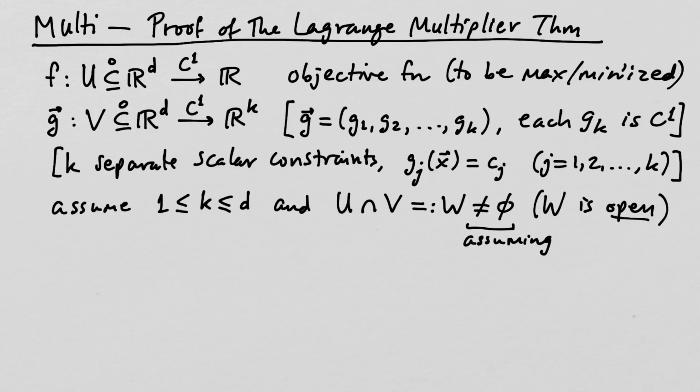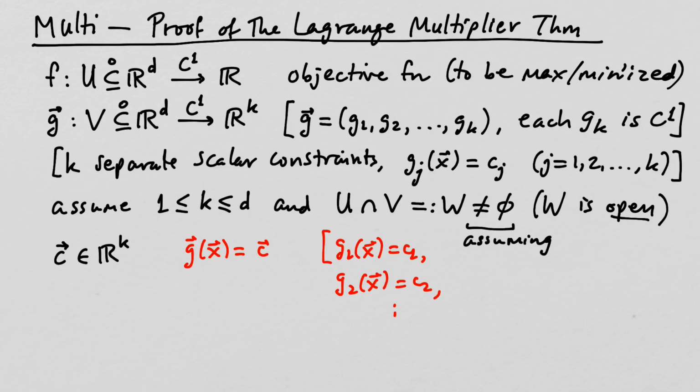Okay, now we're going to also choose a value of c, which is a constant vector in k-space that has these constants as its components. These constants will be put together into a single vector. We're going to be considering this equation, g of x equals c, which is really just shorthand for g1 of x equals c1 and g2 of x equals c2, and so on. But we want to make sure that this equation has some solutions. In other words, the solution set is not empty.